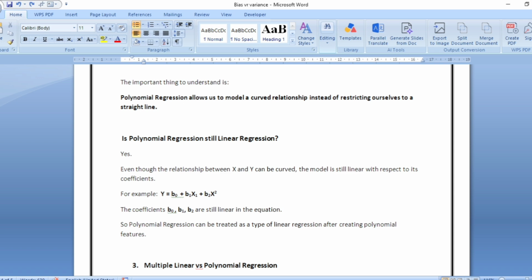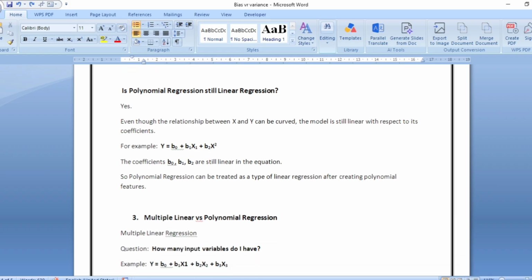Is polynomial regression still linear regression? Yes. Even though the relationship between x and y can be curved, the model is still linear with respect to its coefficients. For example, y is equal to b0 plus b1 x1 plus b2 x square. So the coefficients b0, b1 and b2 are still linear in this equation. So polynomial regression can be treated as a type of linear regression after creating polynomial features.